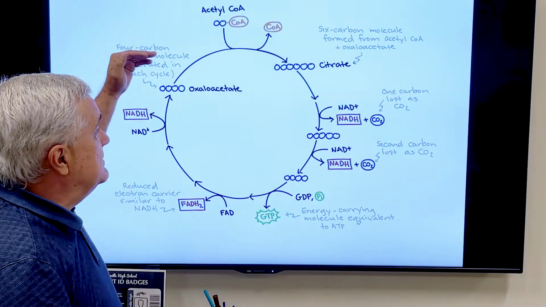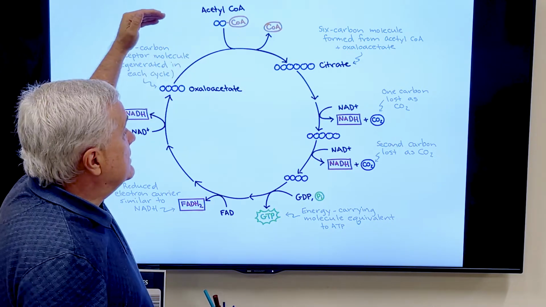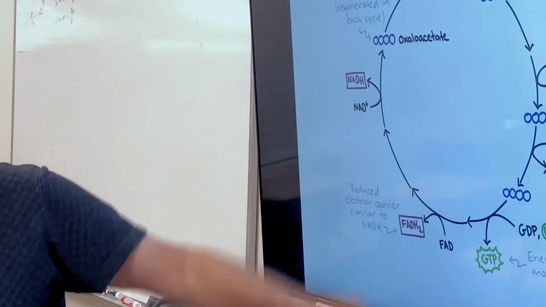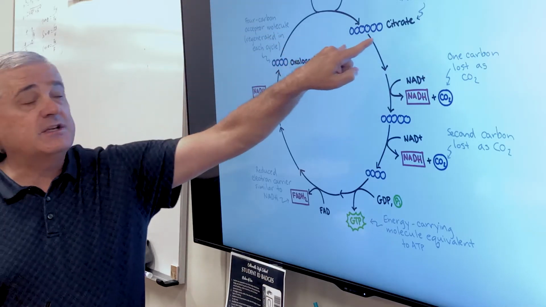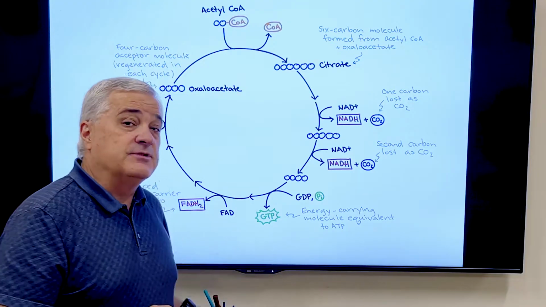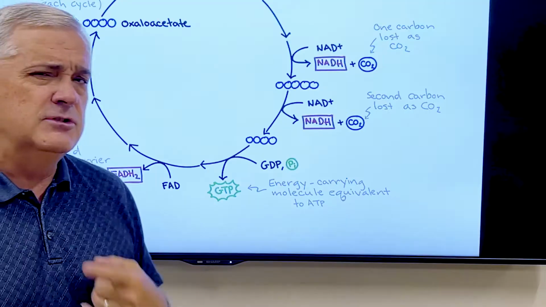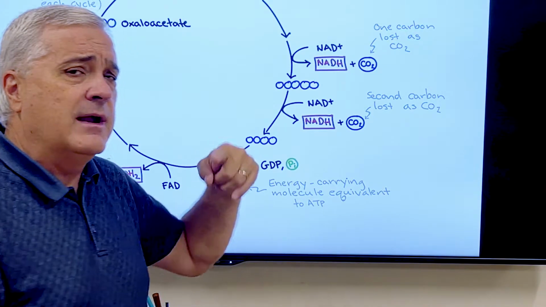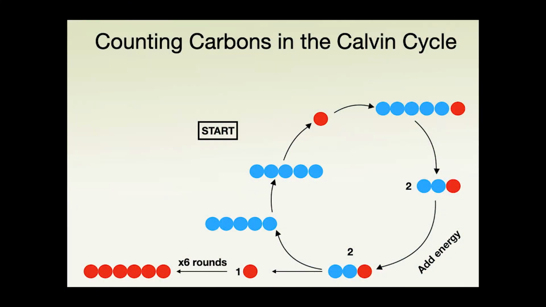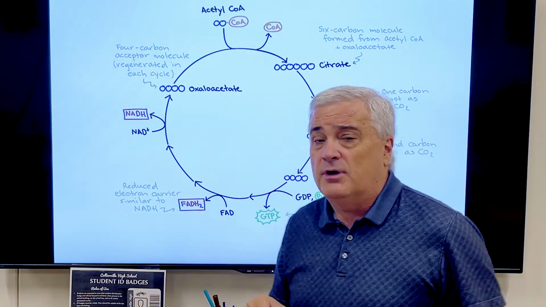So this 2-carbon acetyl is going to get put together with oxaloacetate. It's going to form a 6-carbon citrate, also called citric acid, which is why the Krebs cycle is also called the citric acid cycle. Now we have this 6-carbon molecule, which might remind us of the Calvin cycle, where we're taking the 6s and the 5s and the 2s and undoing and redoing. It's kind of like an opposite process.